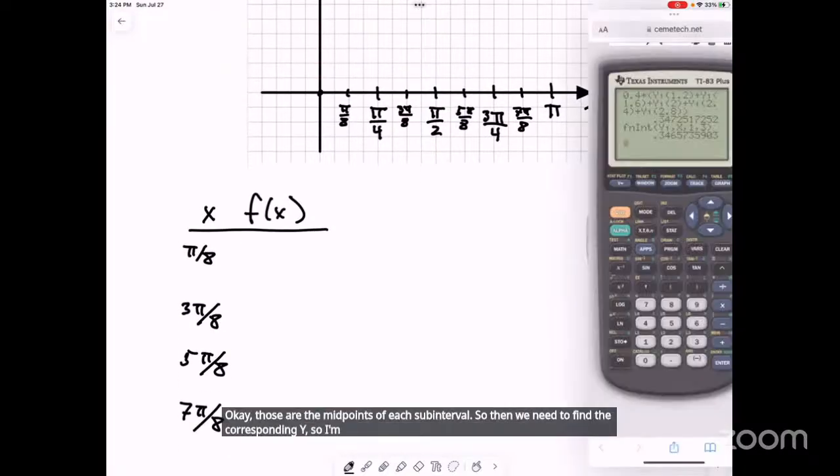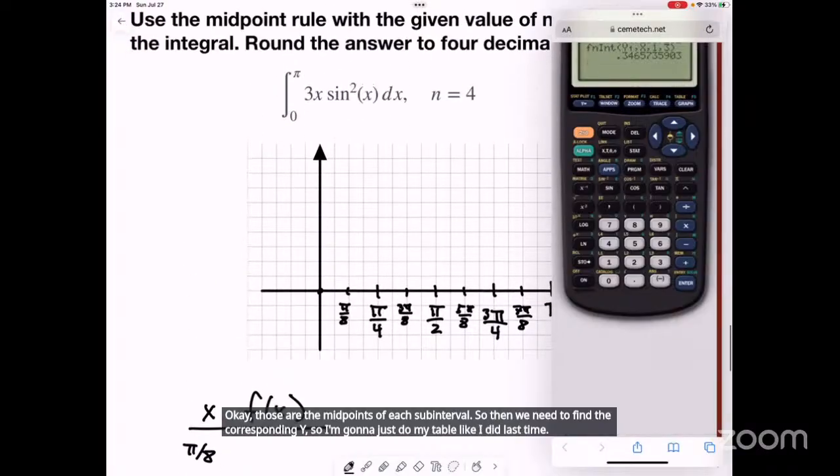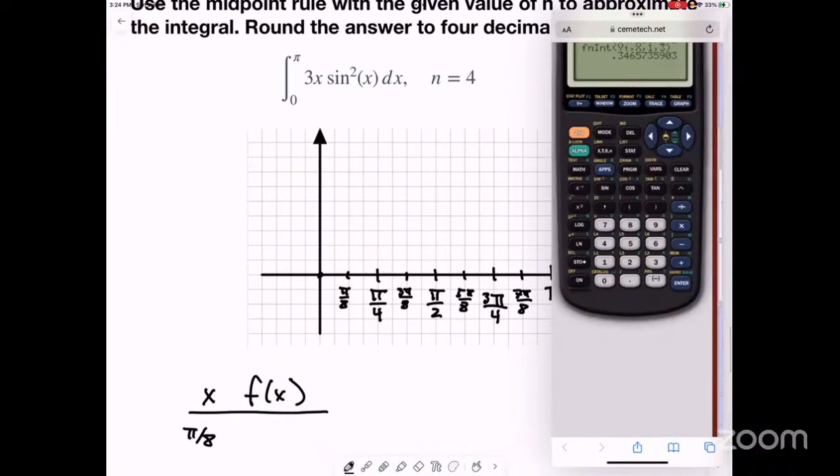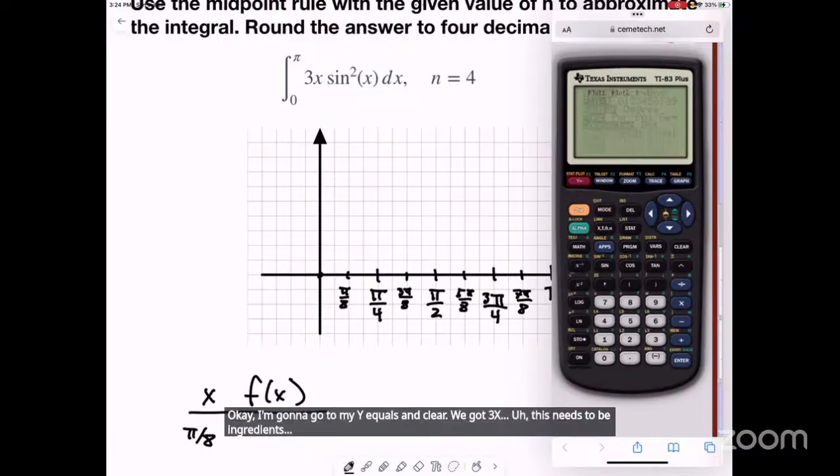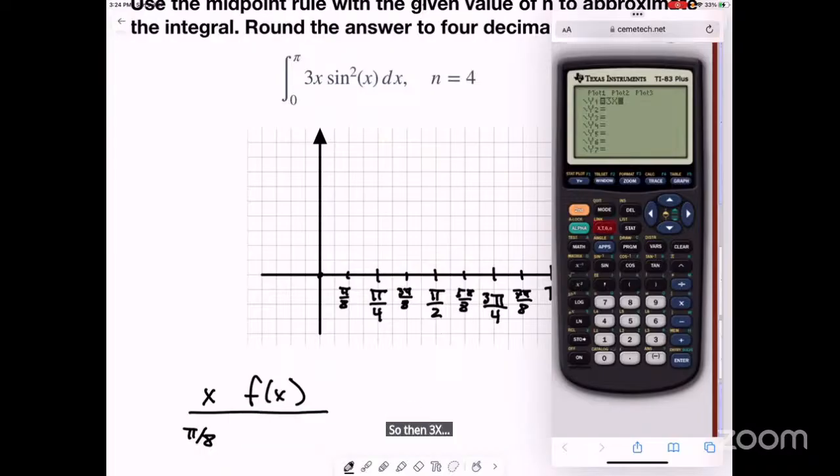So I'm going to do my table like I did last time. I'm going to go to my y equals and clear. We got 3x. This needs to be in radians. Okay, I think we're good there. So then 3x times the sine of x quantity squared. I think that should work.